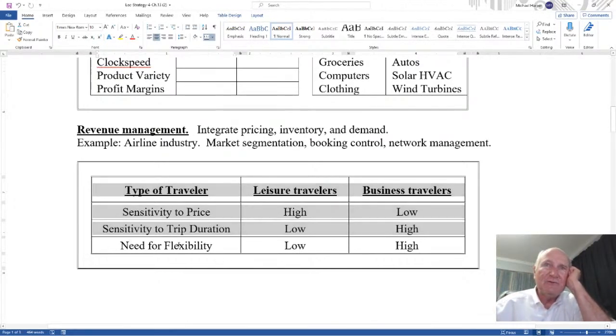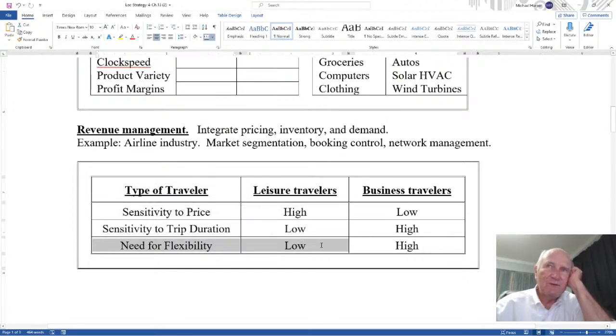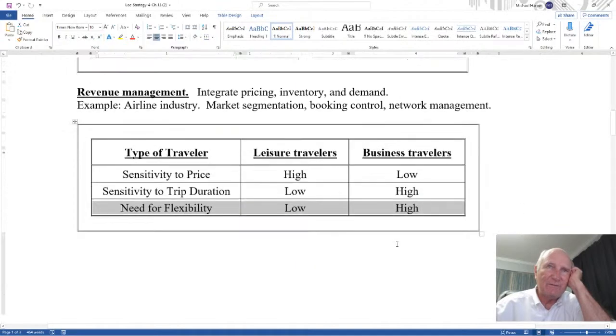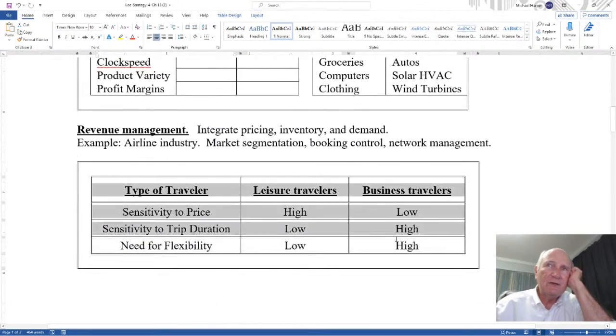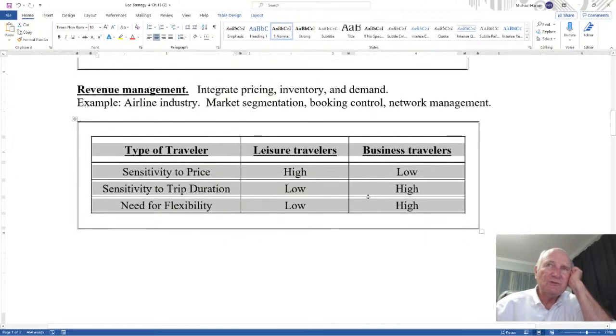Okay, need for flexibility: low for leisure. I can wait and go tomorrow. For business, very high, because you have to get there. Anyway, customers are becoming more demanding. And so you can identify the level, the spectrum, and where different customers fall on that spectrum.